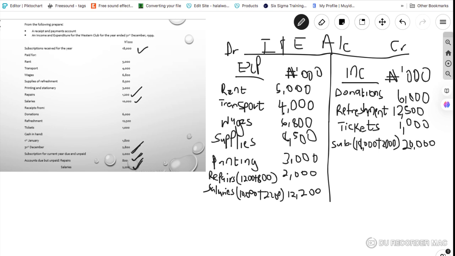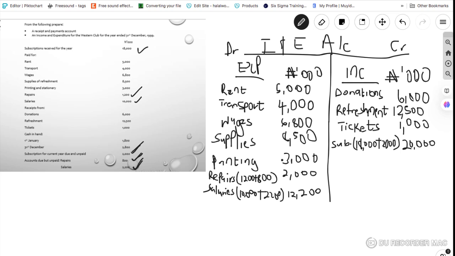So let us calculate this. 5,000 plus 4,000 is 9,000, plus 6,800 is 15,800, plus 8,500 is 24,300, plus 3,000 is 27,300, plus 2,000 is 29,300, plus 12,200. This will give us 41,500.